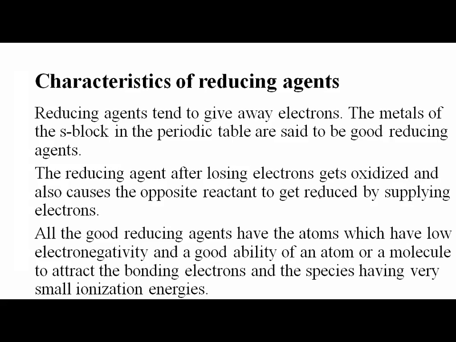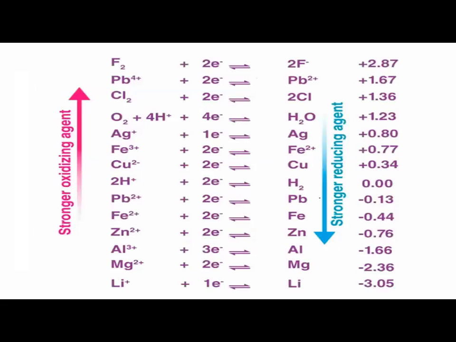That is metals. Their atomic size is large, therefore their ionization energies are low, therefore they will lose electrons very easily and act as the best reducing agents. You can see here, on this side we have reducing agents, and there are metals only. Lithium at the bottom is the strongest reducing agent because of its large atomic size and low ionization energy.